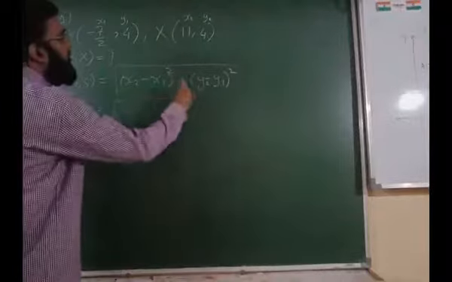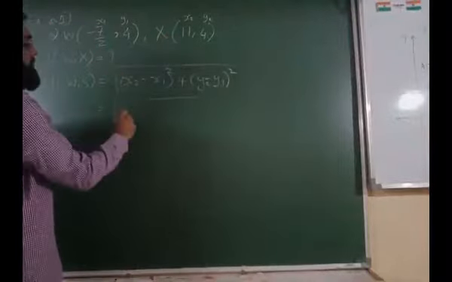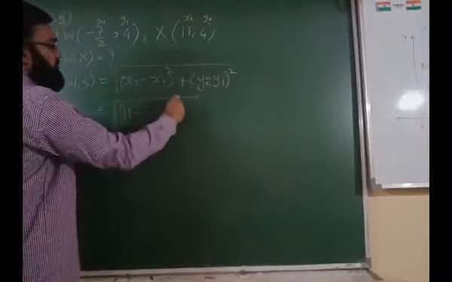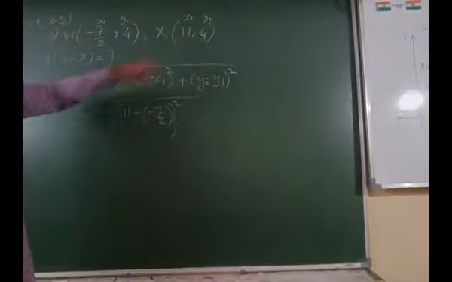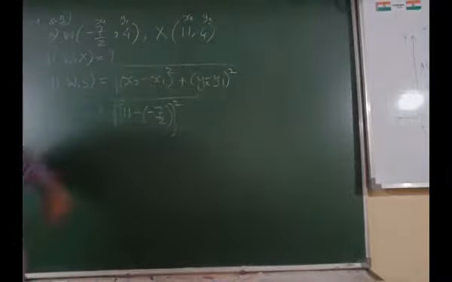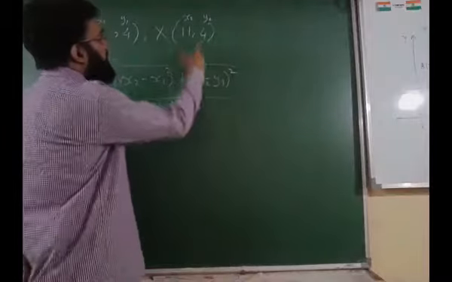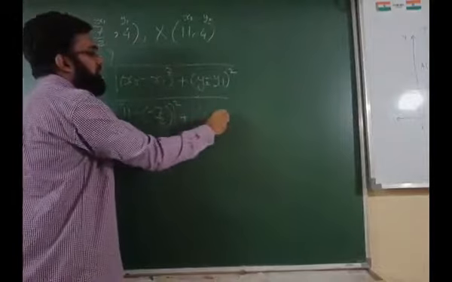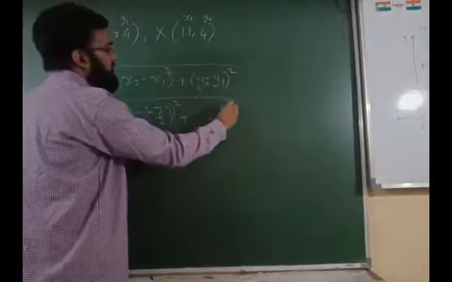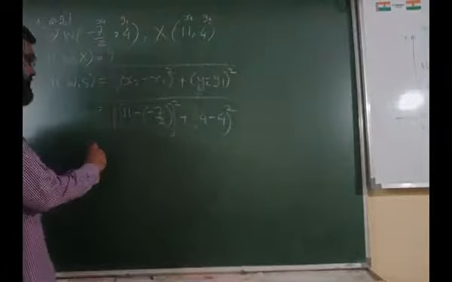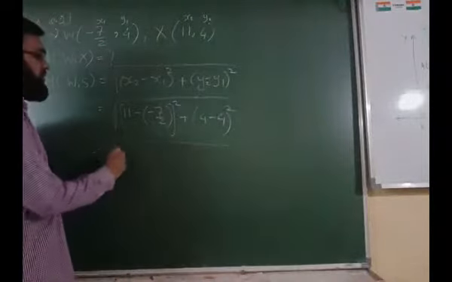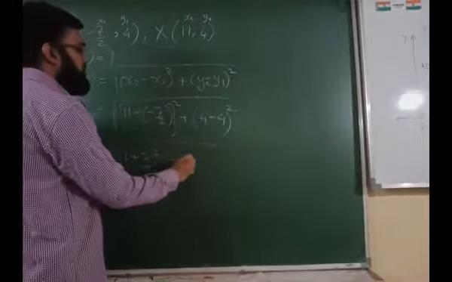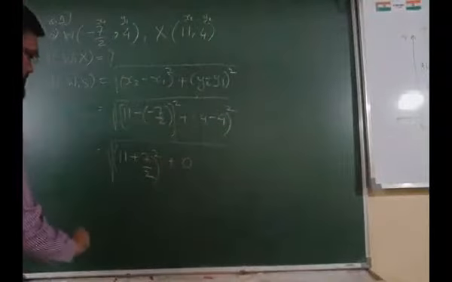So how will you write that part now? Just substitute it. x2 minus x1, 11 minus minus 7 by 2 the whole square. So again be careful, right? 11 minus of minus 7 by 2 the whole square plus y2 minus y1. y2 is 4, minus 4, 4 minus 4 the whole square. So now what will happen? Again square root. This will be 11 plus 7 by 2 the whole square. This will become 0, so we don't need to worry. 4 minus 4, 0 is gone.